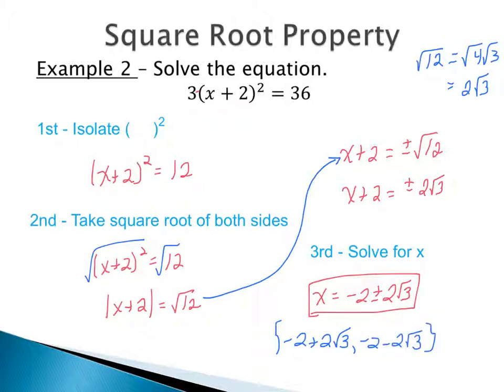So our square root property is beneficial if we have a quantity squared, or if we are missing that middle bx term and we just have an x squared.